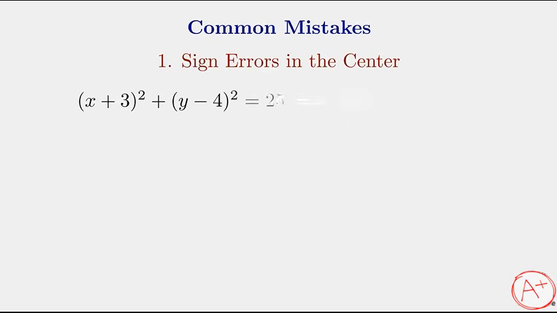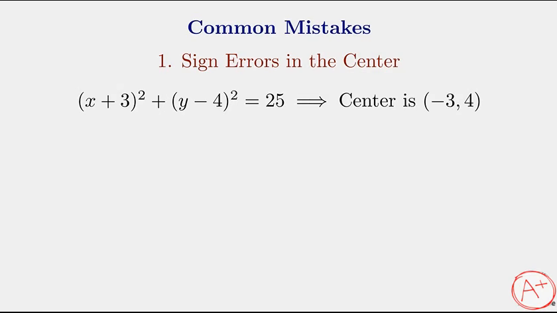In Cambridge examinations, small errors often lead to a significant loss of marks. Let's look at how to avoid them. The first mistake is sign errors in the center. Consider this equation. Notice that the signs of the coordinates are the opposite of the signs in the brackets. Students often write the center as positive 3, negative 4, because they see those numbers in the equation. Always remember the formula is x minus a, so a positive in the bracket means the coordinate is negative.